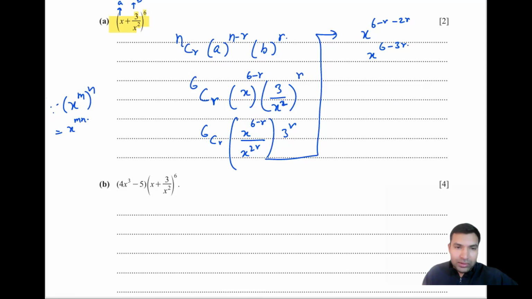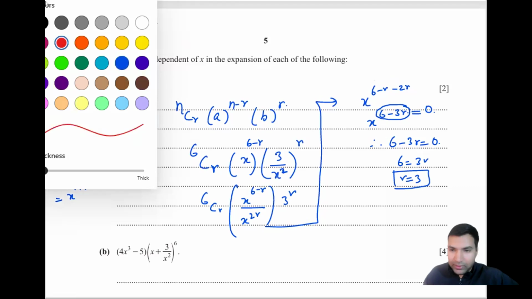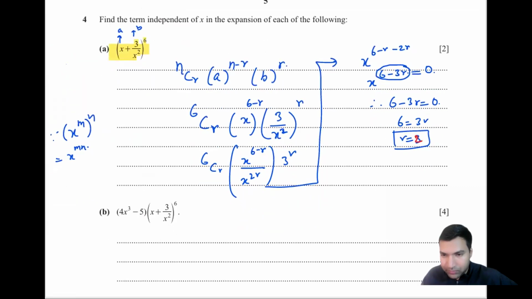Now the term independent of x means that x goes away, when the power is 0, when this becomes equal to 0. Therefore, 6 minus 3r should be equal to 0, or 6 equals 3r, or r is equal to 2. Got it? So now all you need to do is plug in r equal to 2 in this equation. So we get 6C2 x to the power 4, and here we get 3.